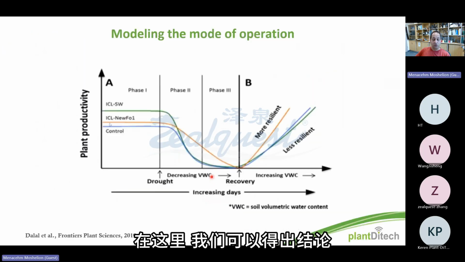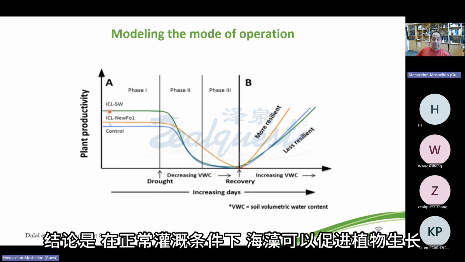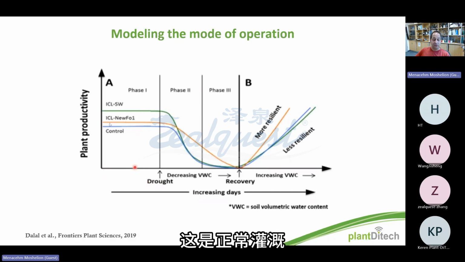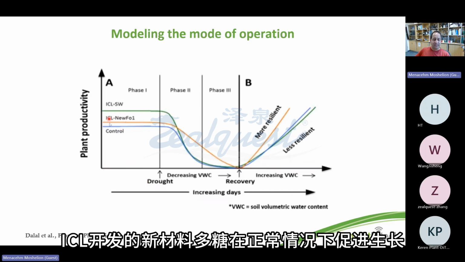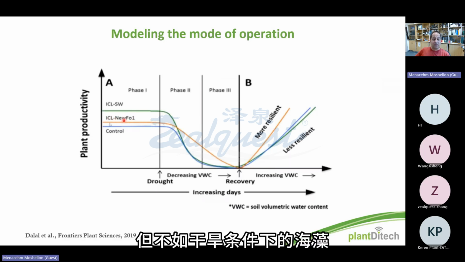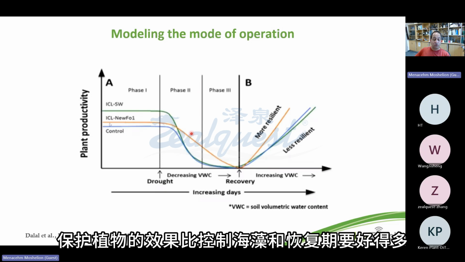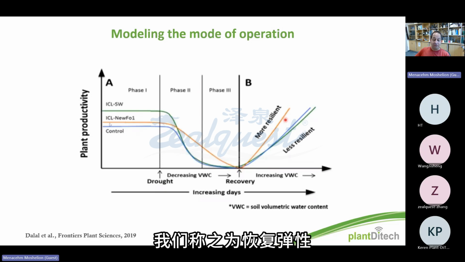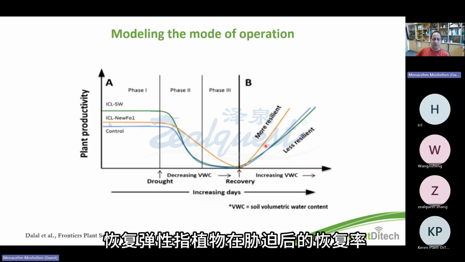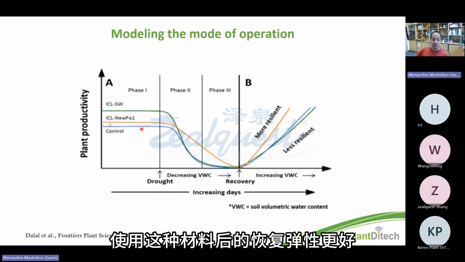Let me take you to the conclusions. The conclusion was that the seaweed improved the plant growth under normal irrigation. This is the normal irrigation. The new material that ICL developed, the polysugars, improved the growth under normal irrigation, but not as much as the seaweed. But under drought, the new material actually prolonged the drought period and protected the plant much, much better than the control and the seaweed. And the recovery, what we call resilience. Resilience is the recovery rate of the plant after stress. The resilience was much better using this material.